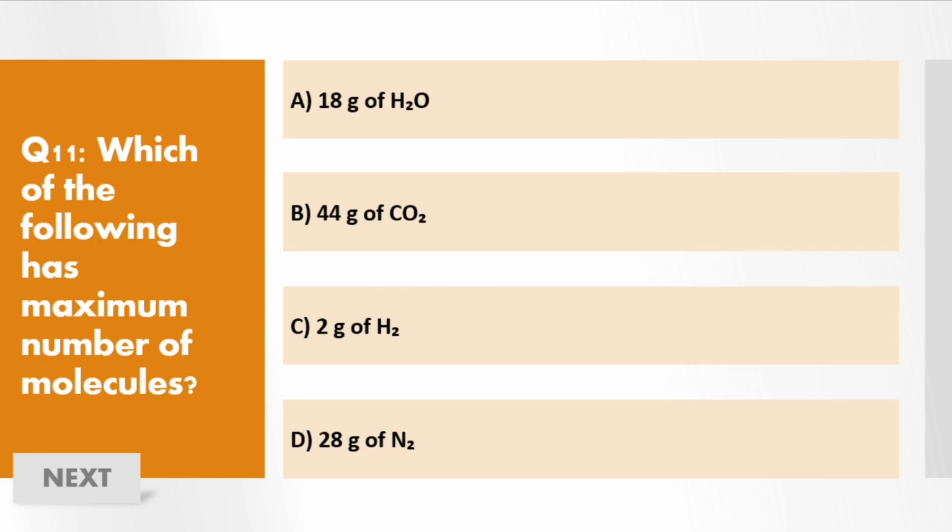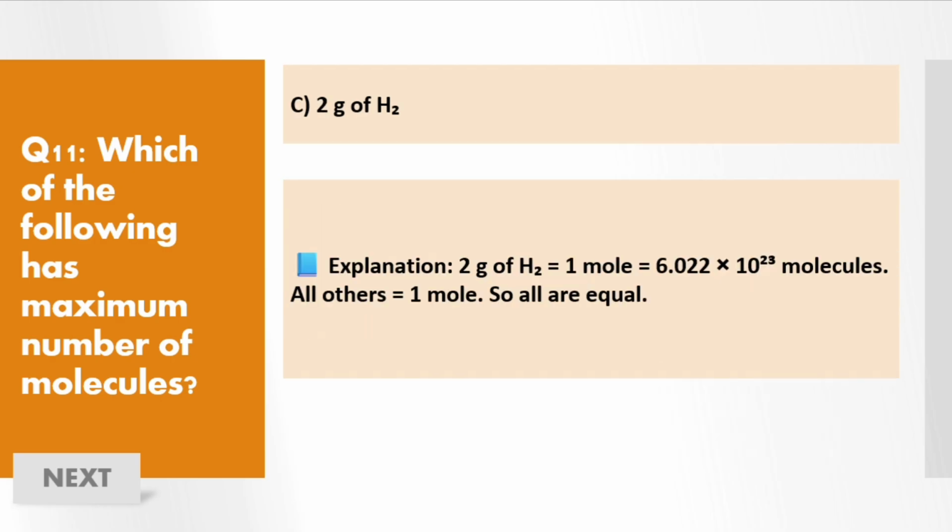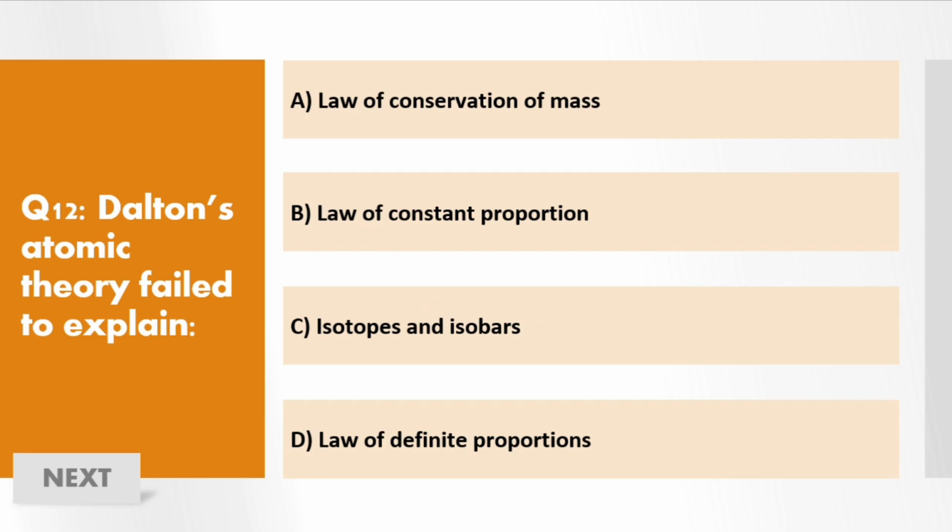Q11. Which of the following has the maximum number of molecules? A. 18 gram of H2O, B. 44 grams of CO2, C. 2 gram of H2, D. 28 grams of N2. Correct answer: C. 2 grams of H2. Explanation: 2 gram of H2 equals 1 mole equals 6.022 × 10^23 molecules. All others also equal 1 mole, so all are equal.